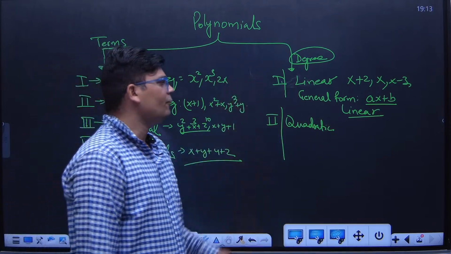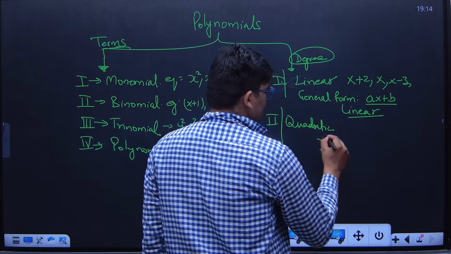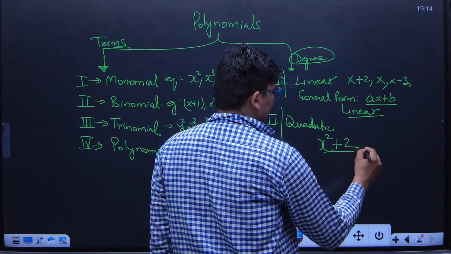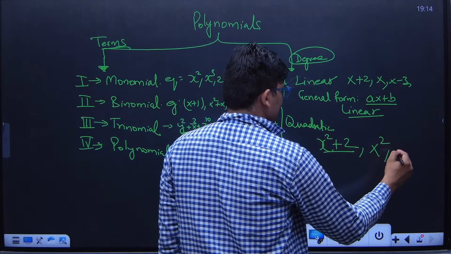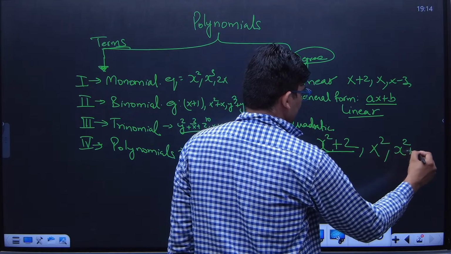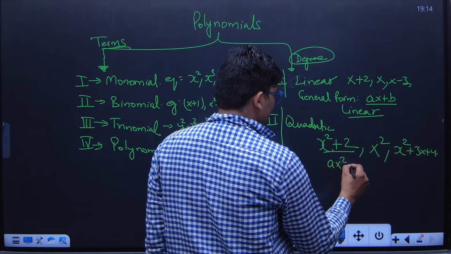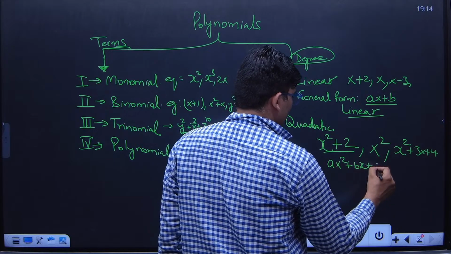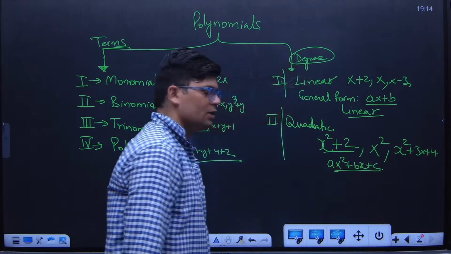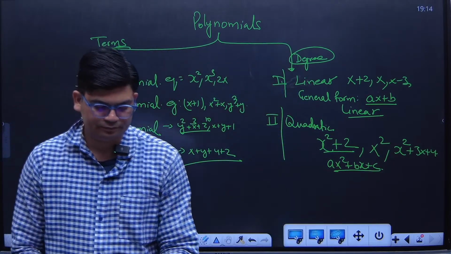Now with the power of 2, it is termed as quadratic. It can be written like this. The simple quadratic is just x square, and you can write x square plus 3x plus 4, or you can write ax square plus bx plus c. This is known as quadratic.